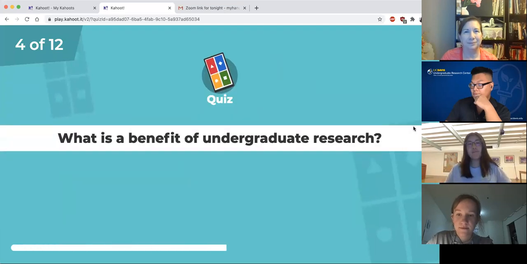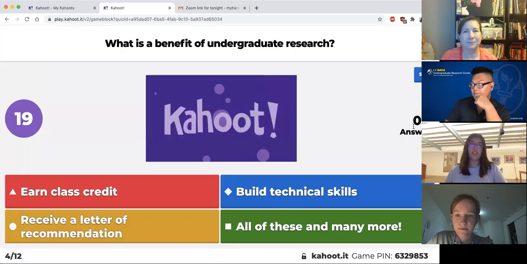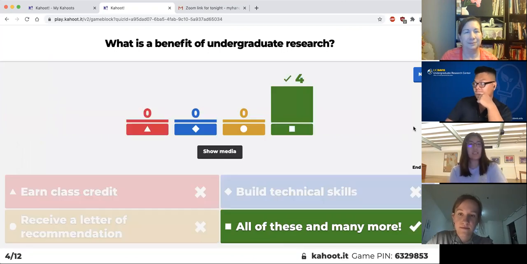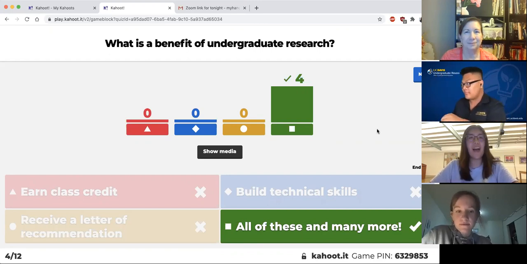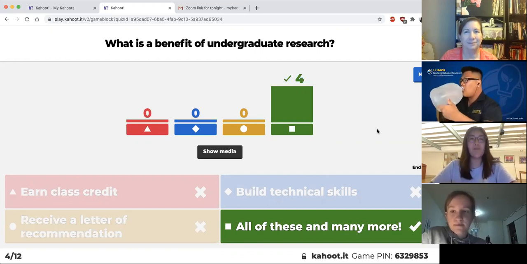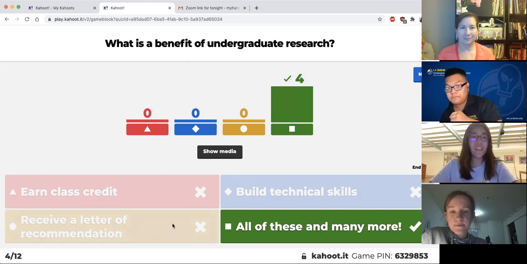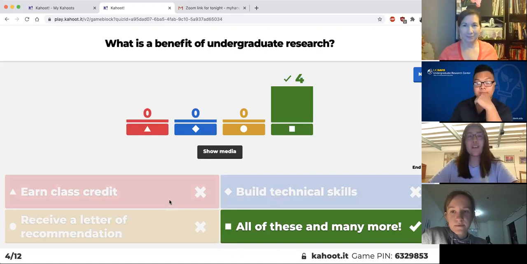Okay, so what is the benefit of undergraduate research? You can earn class credit, build technical skills. Okay, well, yes. So all of these, and there are many more benefits. Undergraduate research is a great opportunity to add things to your resume. You can make great connections with your faculty mentor and receive a letter of recommendation. And you can earn class credit. You can even get paid sometimes, which is nice.